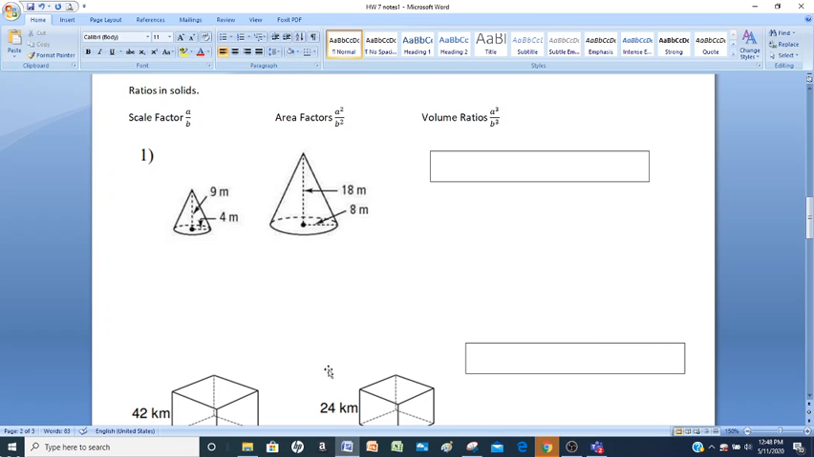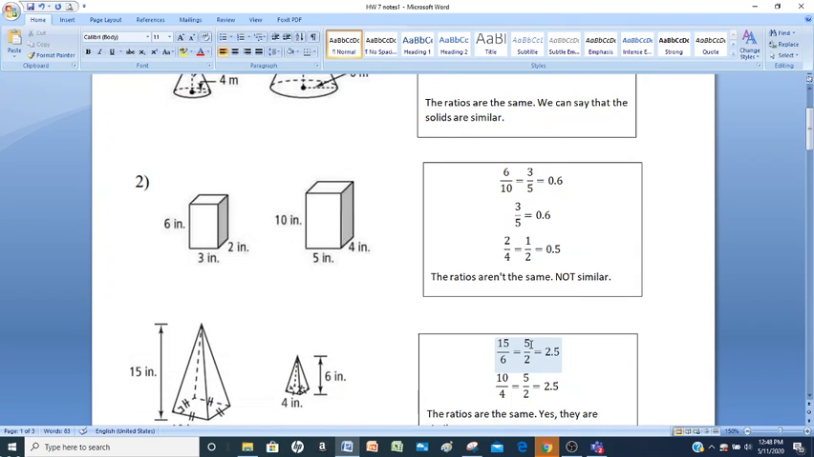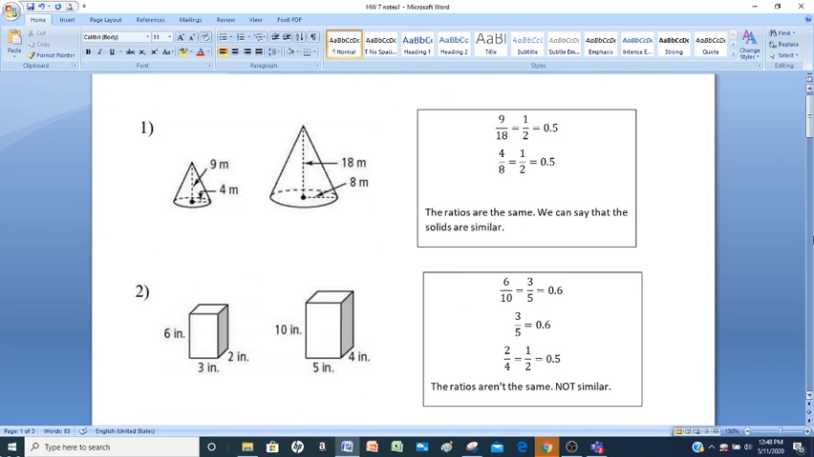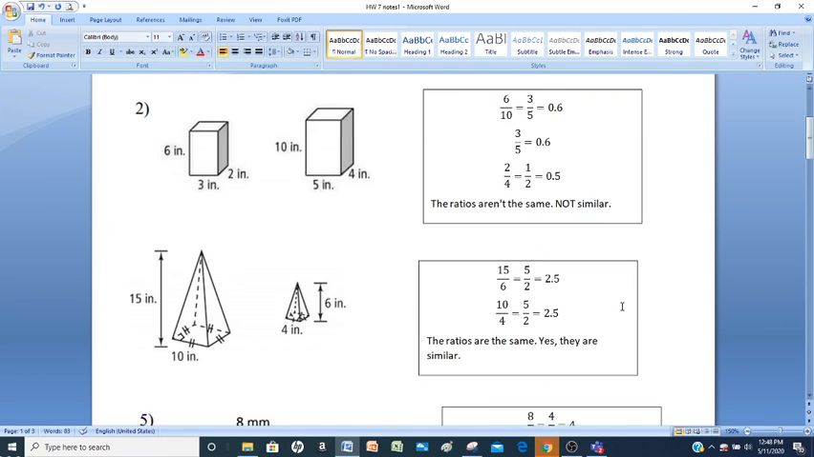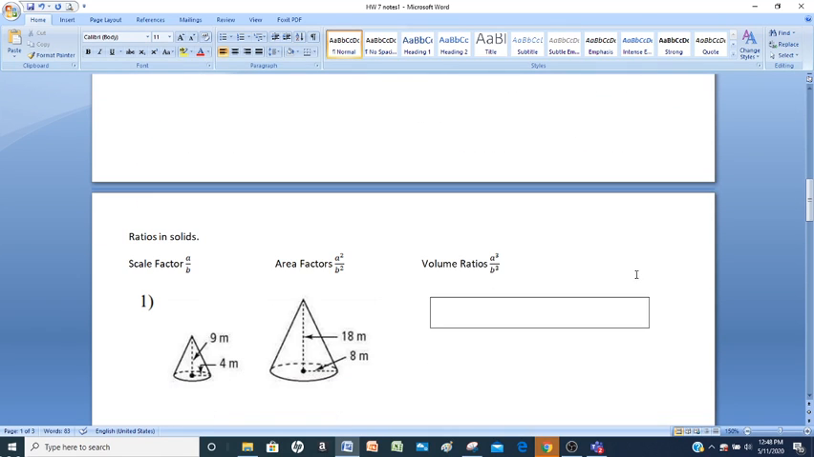Hello guys, in this video I'm just going to continue on how to use these ratios in solids. Recently, if you check out that previous video, I showed you how to find the scale factor between two solids, and how to determine if they were similar to begin with. So today I'll go more in detail as to what these numbers are and how to go from scale factor to area ratios to volume ratios, or backwards, doesn't really matter.